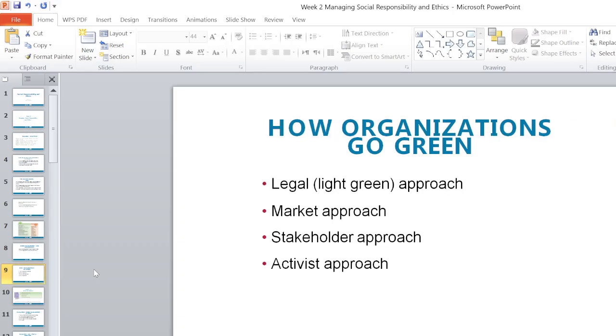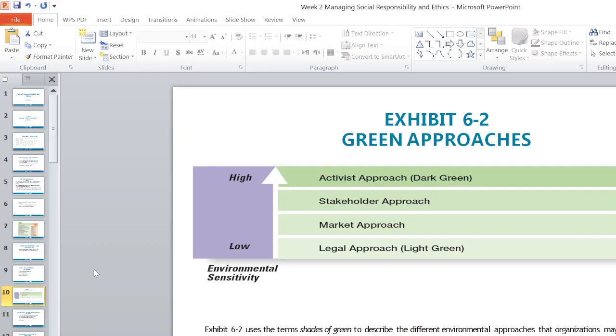How do organizations go green? Let's say this university decides to become a green management organization and go green, what do they do? We have four different approaches: the legal approach, then the market approach, the stakeholder approach, and the activist approach. Each one of these is different from the others. We will talk about each one in detail.